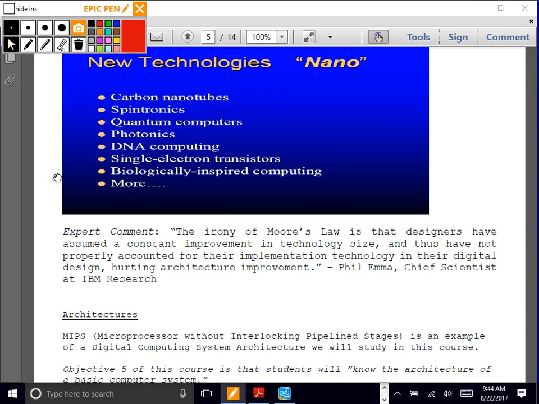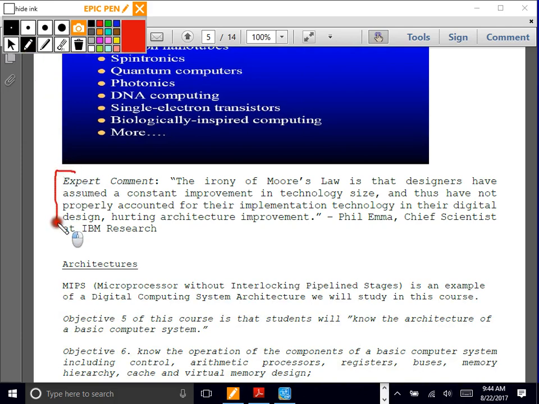And so throughout my course, you're going to see these expert comments. I go to these conferences and ask experts, what are the things that you wish rising sophomores and juniors knew that you didn't know when you were coming out? So they tell me, and then I put them, and then you get to learn them. So Phil Emma is a chief scientist at IBM Research Labs. He said, the irony of Moore's law is that the designers have assumed a constant improvement in technology size and thus have not properly accounted for their implementation technology in the digital design, hurting architecture improvement.